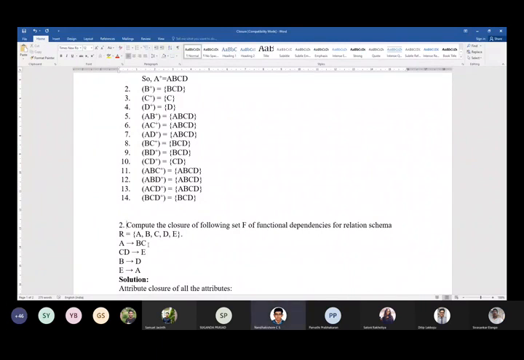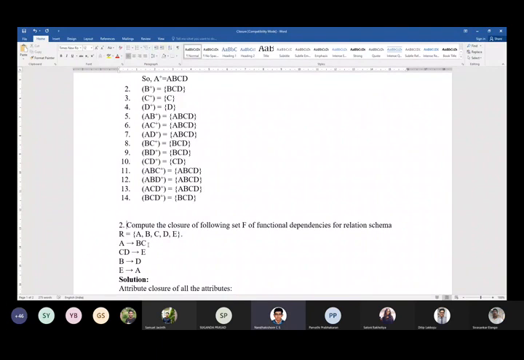So what is B closure? I'll try it, sir. One second. So B closure would be D, then BD. That's it. Because we don't have any more extensions for D, it would stop at BD. Right. Correct. And what about C closure?